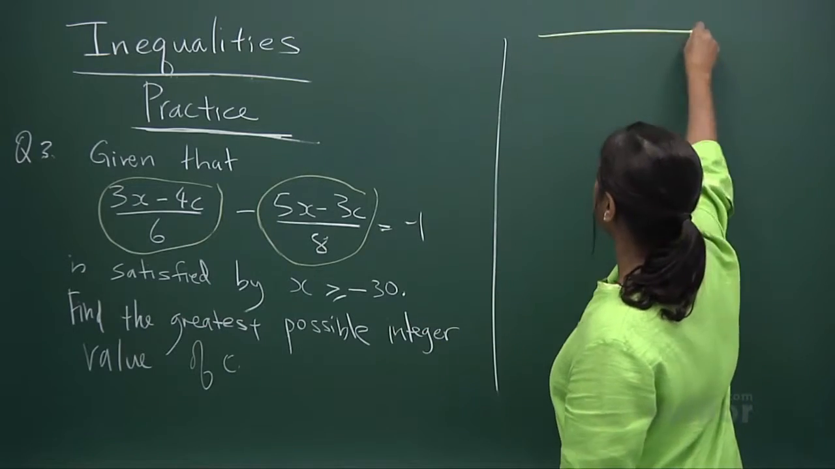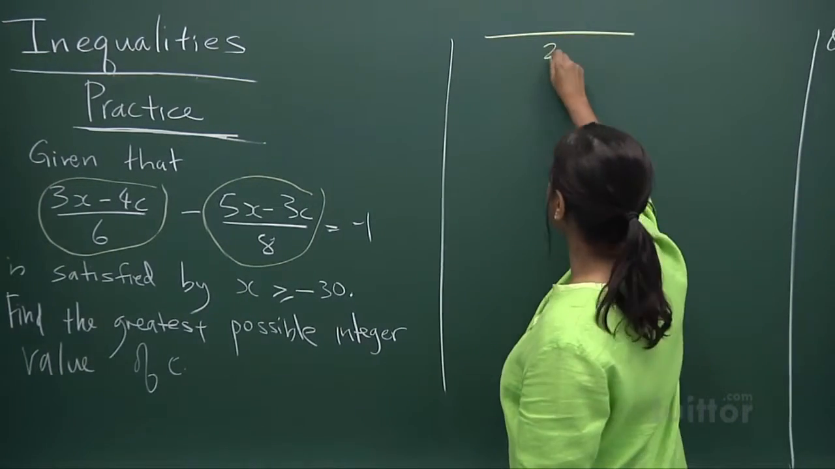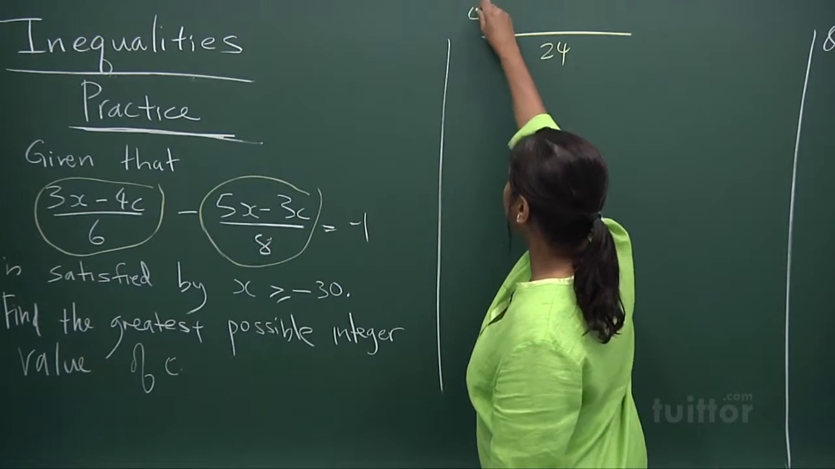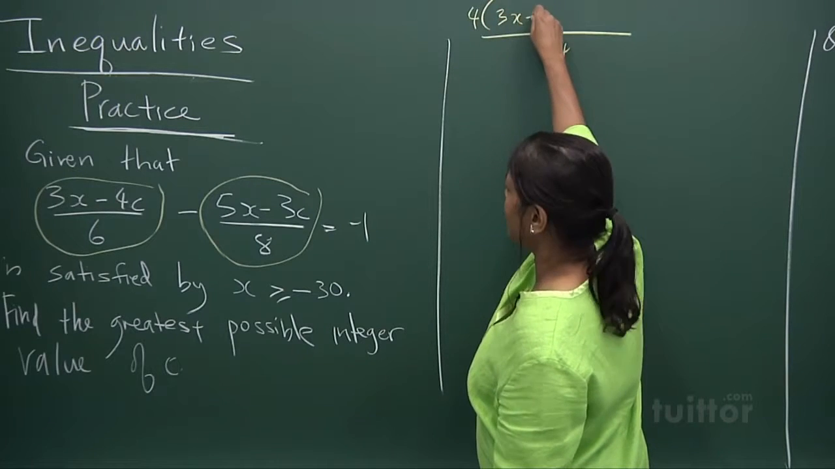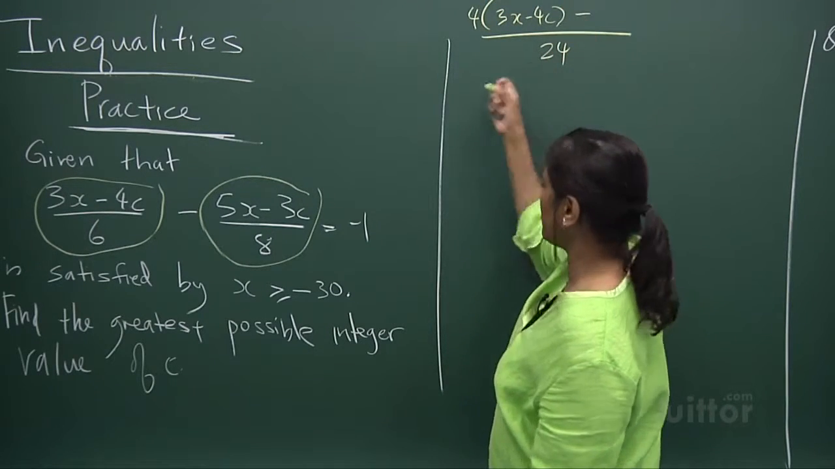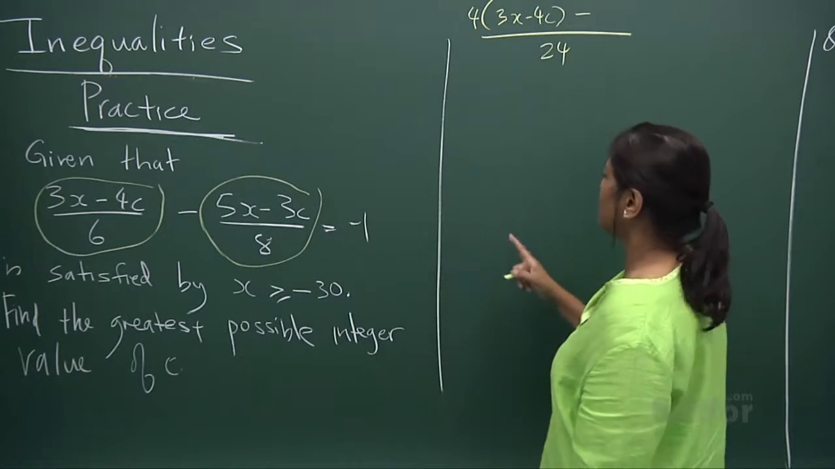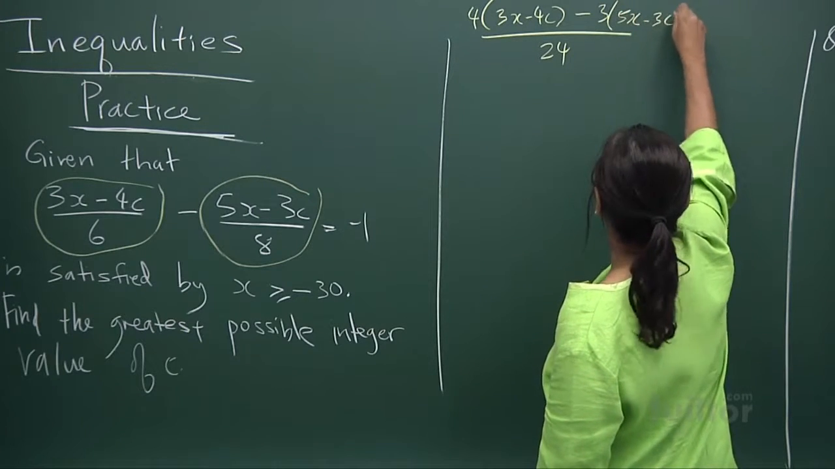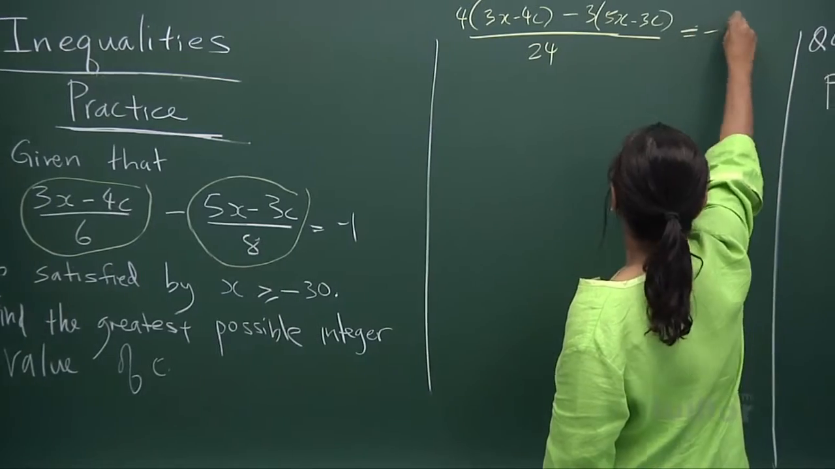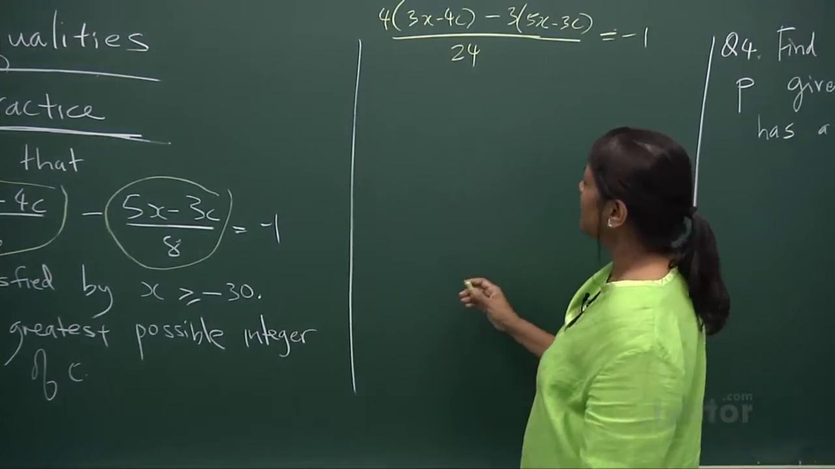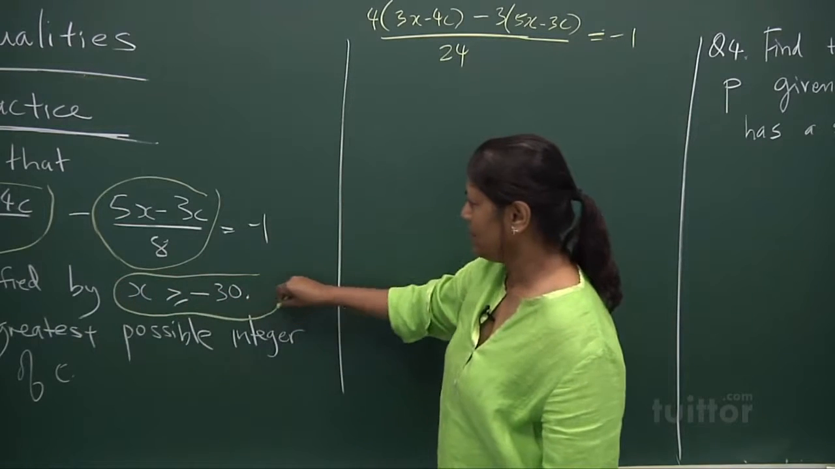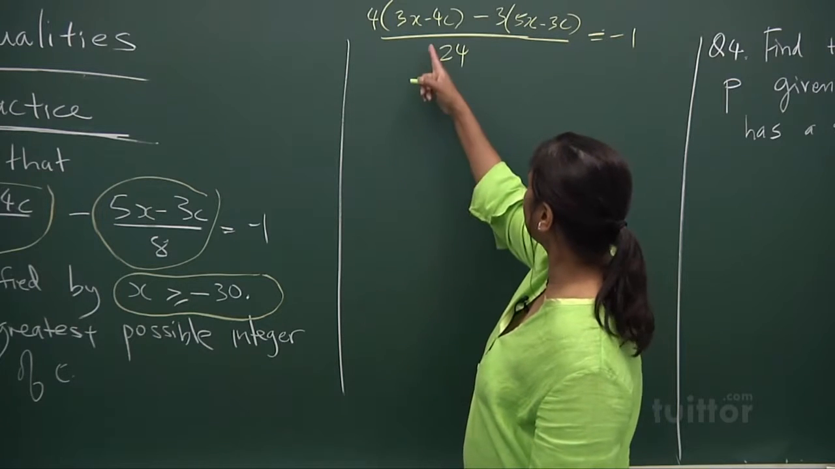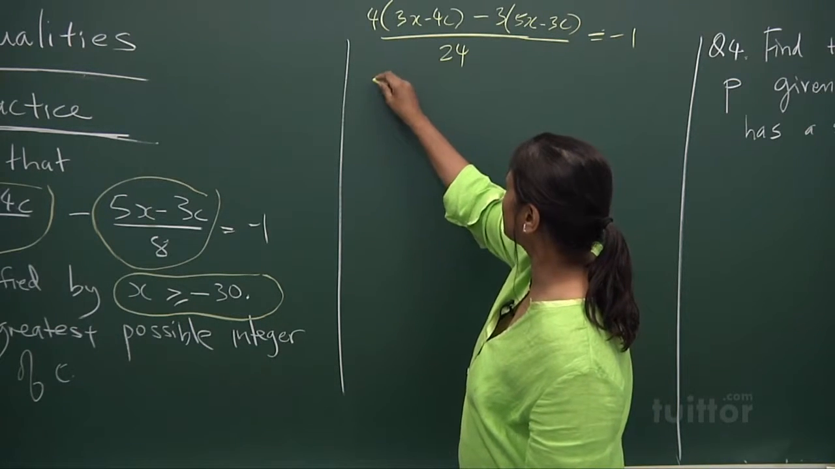Let's find the LCM of 6 and 8. Simple, 24. 24 divided by 6 is 4, so 4 times (3x minus 4c), minus 24 divided by 8 is 3, so 3 times (5x minus 3c), is less than or equal to minus 1. Alright, the inequality is here. They want us to say it is satisfied by this, and they want to find the greatest integer value. So open this up.